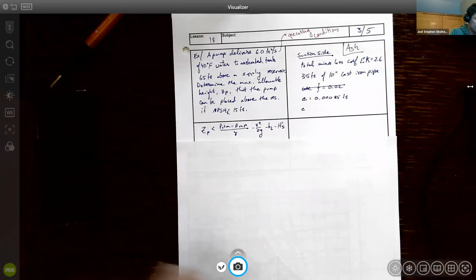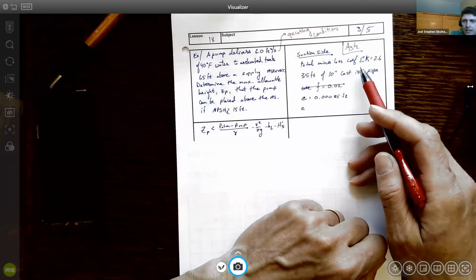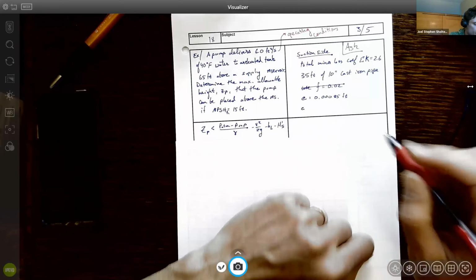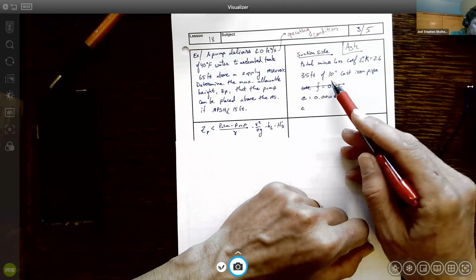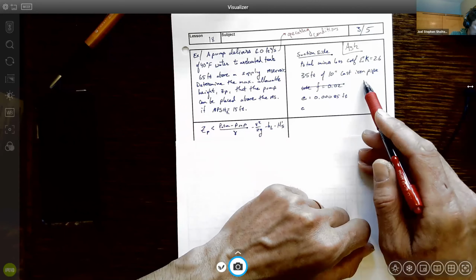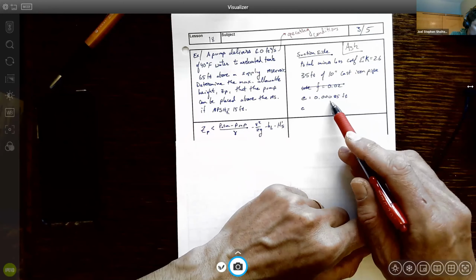Okay, so here's some more details. We have a minor loss coefficient, so the sum of the minor losses is 2.6, and that's the strainer and a bend, maybe something like that. We have 35 feet of 10-inch diameter cast iron pipe, and then here's our epsilon equal to 0.00085 feet.